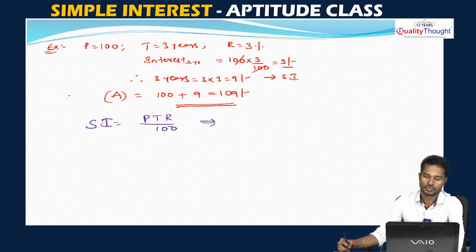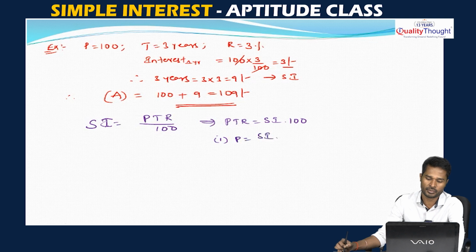So from this, we can write PTR is equal to SI into 100. So from this, if I want the principal amount, the P value is nothing but SI into 100 by TR, or if I want the time period, it is SI into 100 by PR.